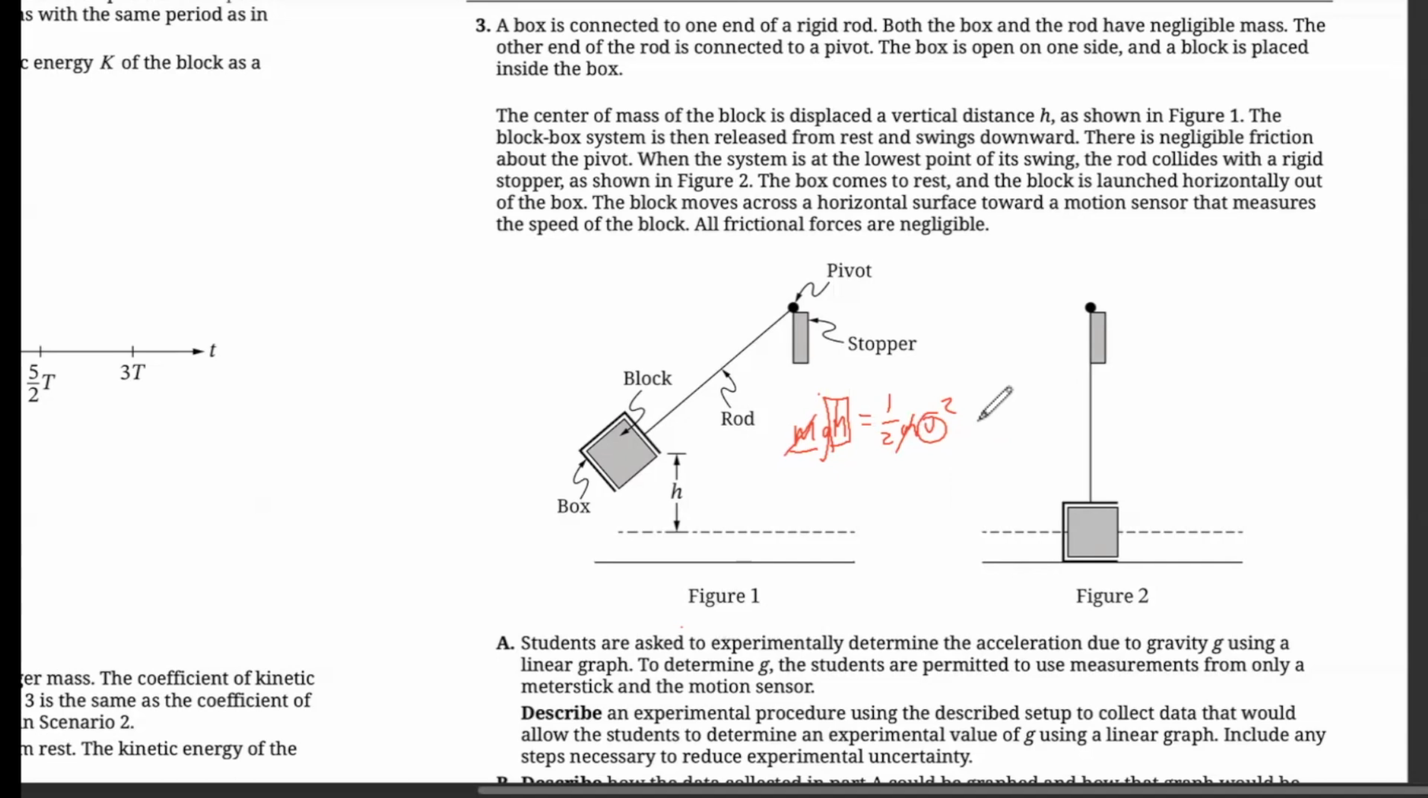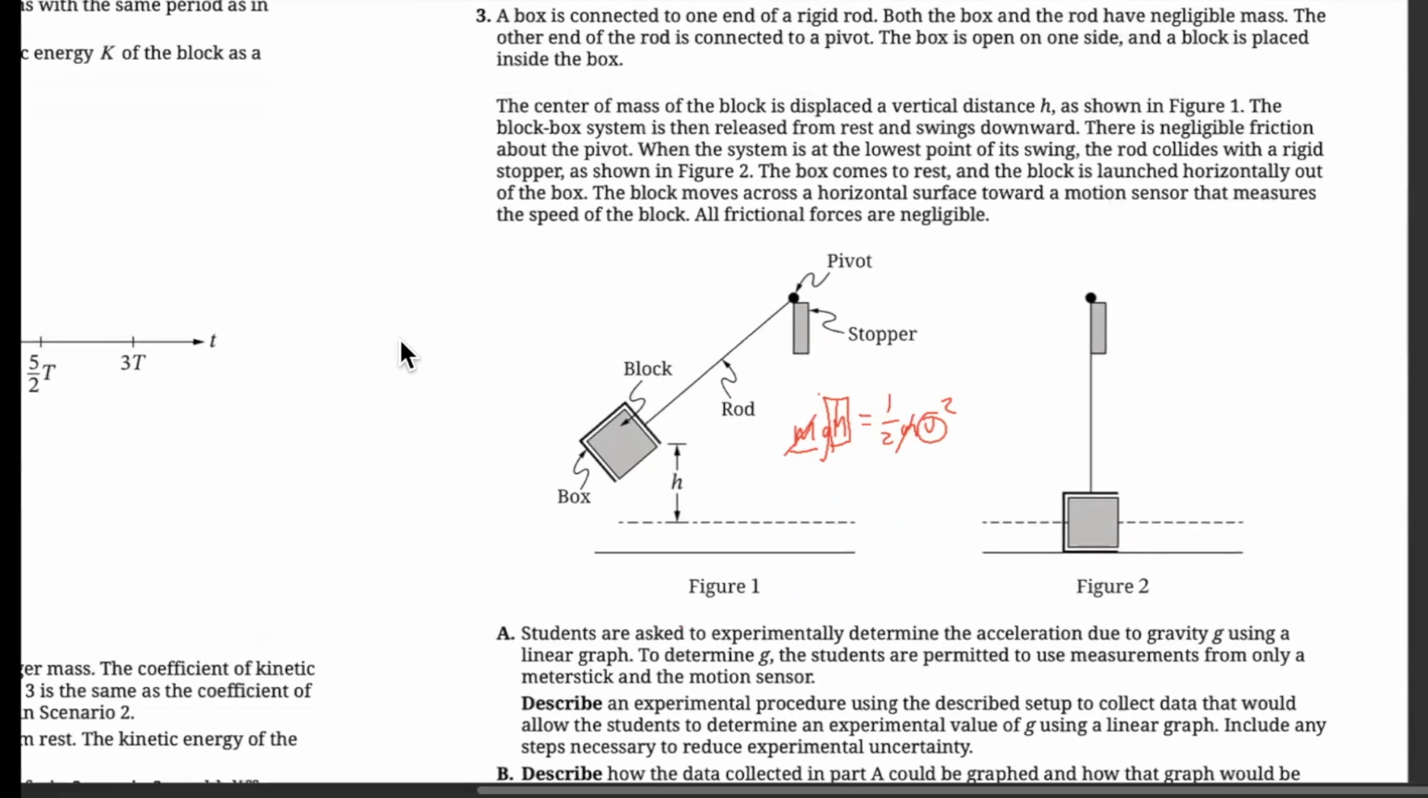And then to take steps to reduce experimental uncertainty, you can displace the block different heights and measure the speed accordingly, then do multiple trials doing that with different heights and measuring different speeds. I'm not even going to type that out. That's so easy. Describe how it could be graphed.